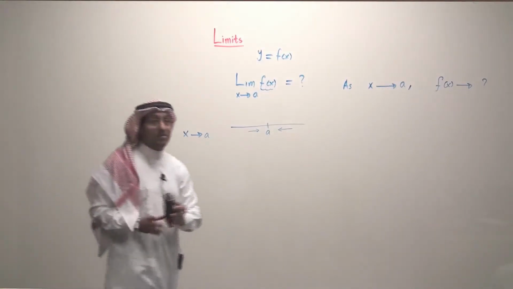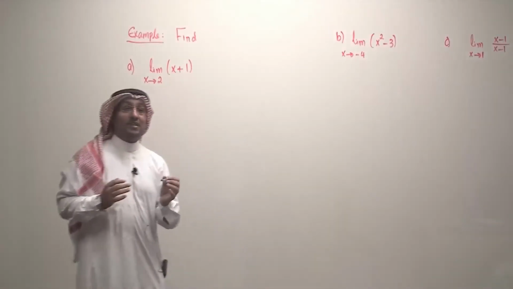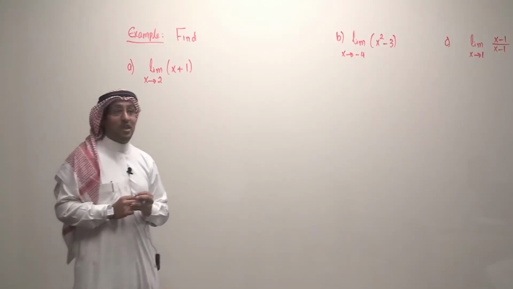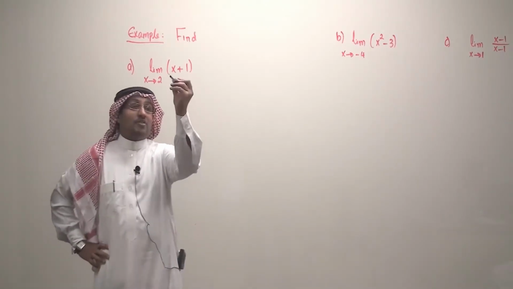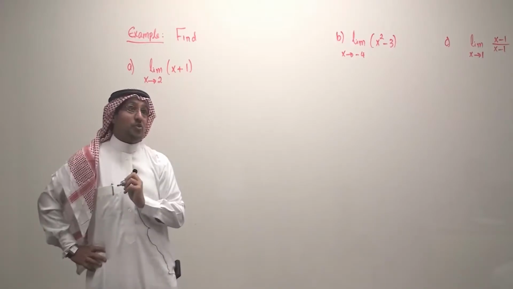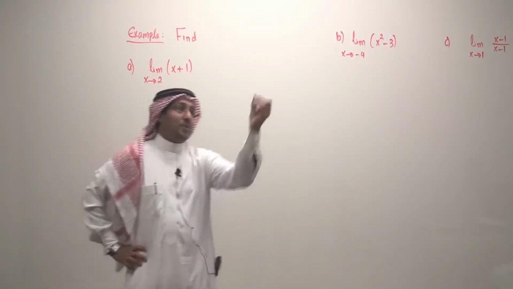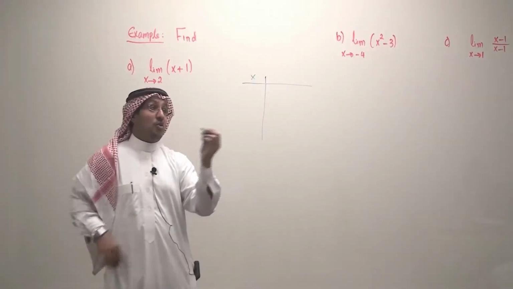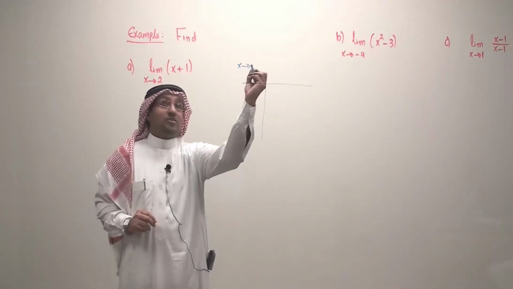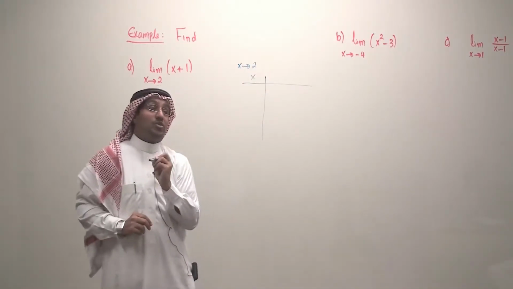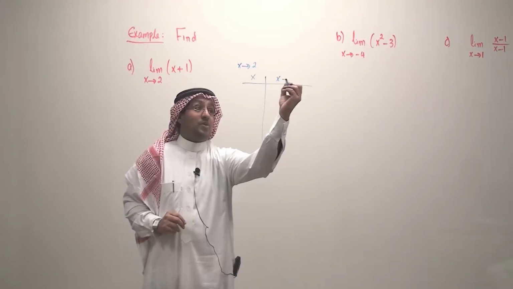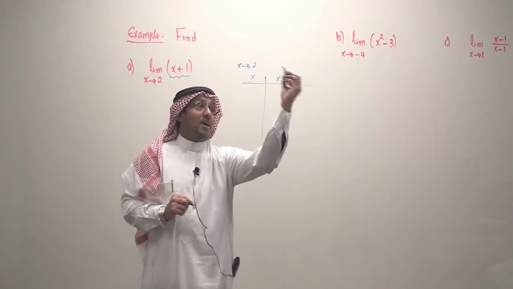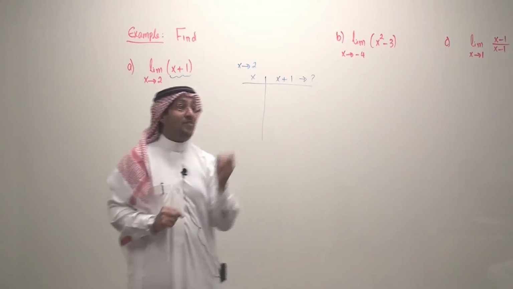Now let's see some examples. Here, for example, part A, let's find the limit of the function x plus 1 as x goes to 2. Basically, what it means is we are taking x values getting closer and closer to 2, and we are going to test the function values, x plus 1, to see what value they are getting to. This is the value of the limit.